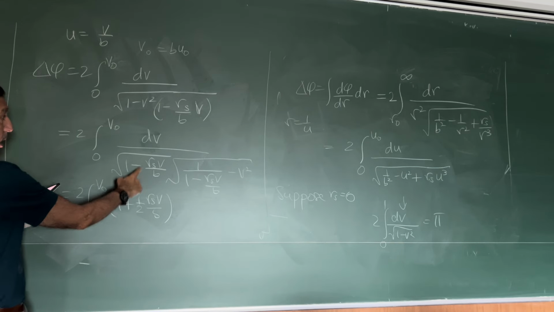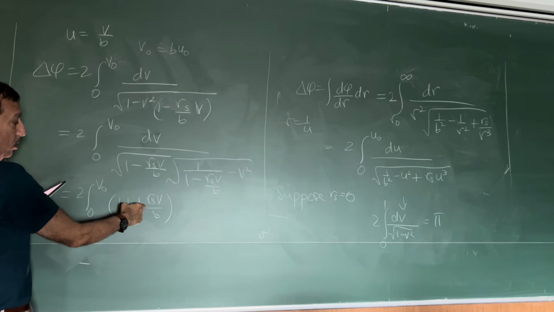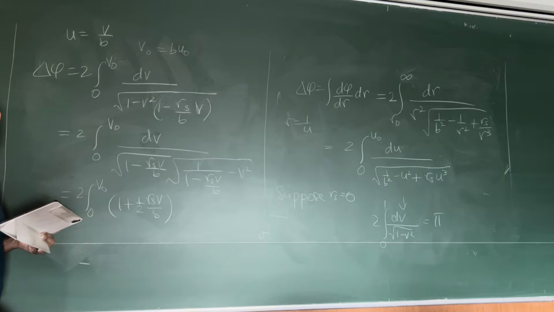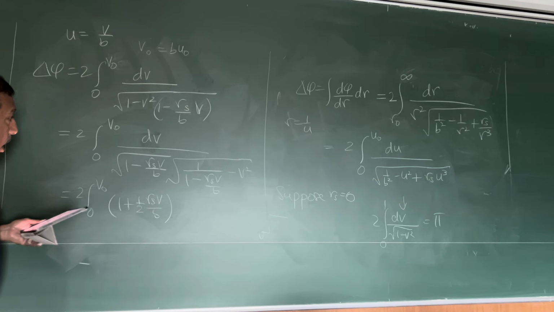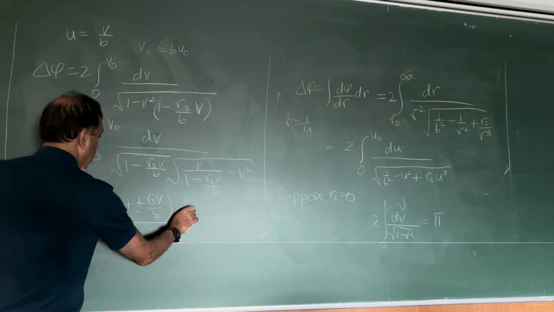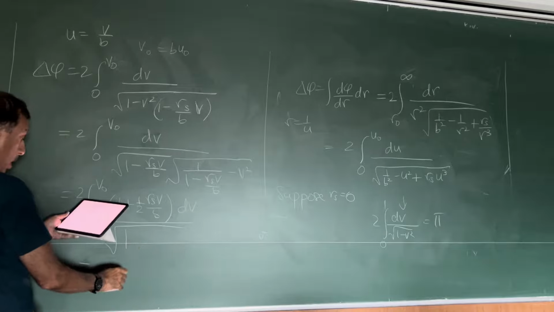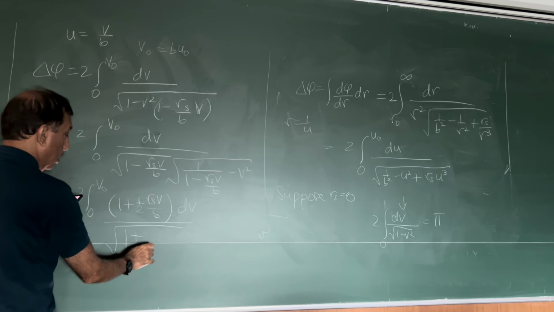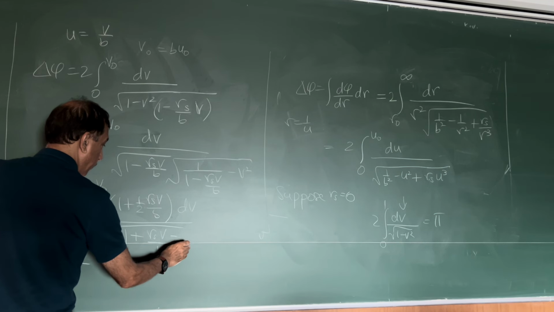This, I'm taking it up. This is 1 minus something to the minus half. So it's approximately 1 plus half that thing, Taylor expansion, and there are no other terms. I'm keeping only linear terms, fine. And that one I will write as downstairs, there's dv here. And downstairs I'll write this as 1 plus RS V over B minus V squared.